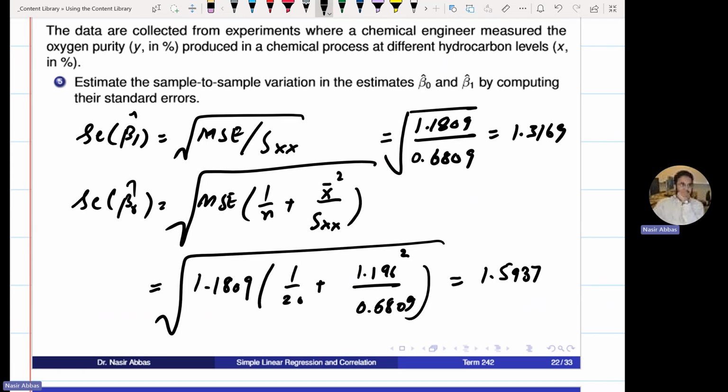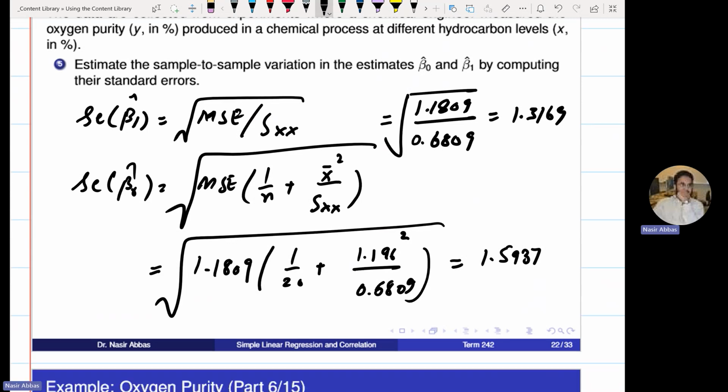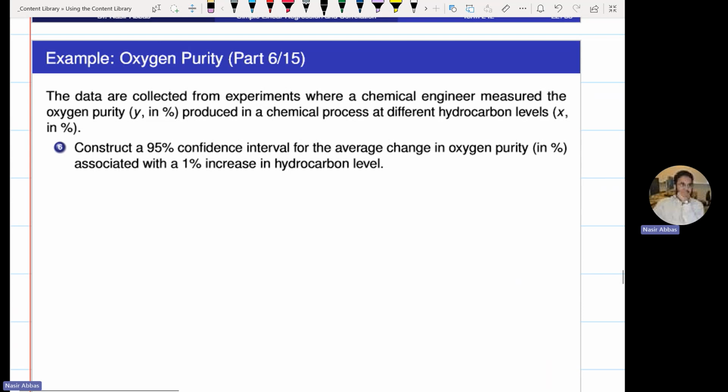Where will we need these standard errors later, if the question is about the confidence interval for beta naught or confidence interval for beta 1? You will need these standard errors. So that will be B naught plus minus a critical value from the T multiplied by the standard error. We'll continue with this example in the next class. I will start with part number 6, where you can see it is asking for the confidence interval.